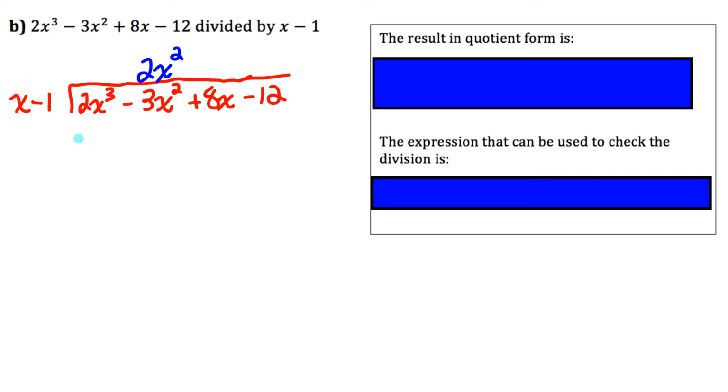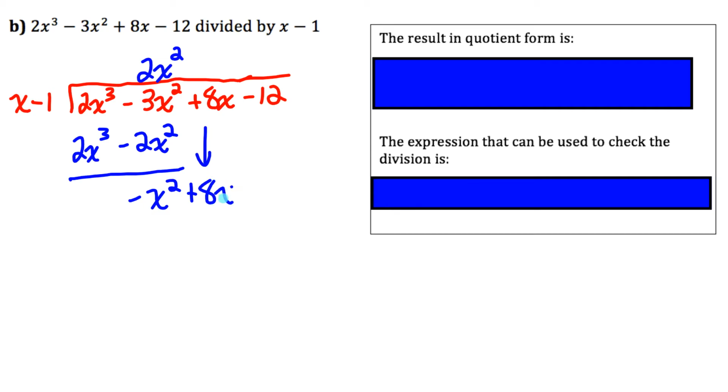2x squared times x is 2x cubed. Write it underneath the x cubed term. And 2x squared times negative 1 is negative 2x squared. Write it underneath the x squared term. Then we subtract the like terms. The 2x cubes cancel. And negative 3x squared minus negative 2x squared is negative 1x squared. Bring down the next term. And repeat the process. Negative x squared divided by x.